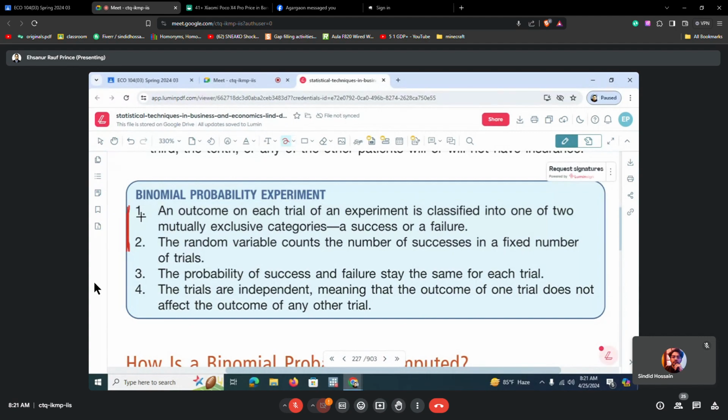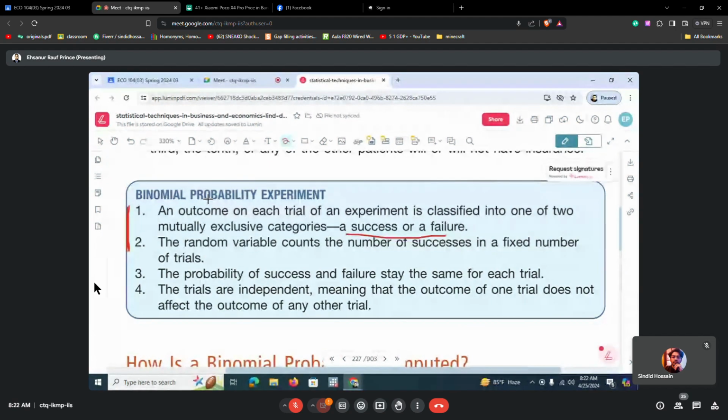Now look, the first one is what? An outcome on each trial of an experiment is classified into one of the 2 mutually exclusive categories: success or a failure. Look, the thing is, from the last chapter, we learned that if an experiment is conducted, you will get an outcome. What is the outcome of an experiment? Outcome means result. Result of an experiment, right? So, if you conduct an experiment, you will surely get an outcome.